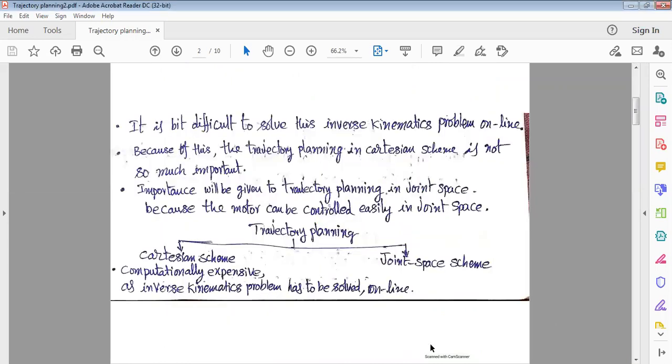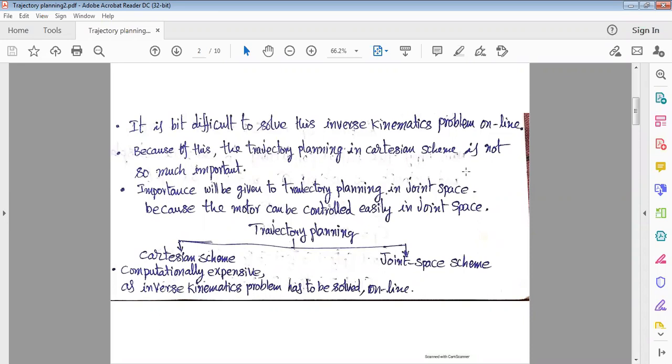Here there is a complexity in Cartesian space trajectory. So what is that complexity? It is a little bit difficult to solve the inverse kinematic problem online, the online solution of the inverse kinematic problem. Because the trajectory planning in Cartesian scheme is not so important, that is one reason, and the importance will be given to the trajectory planning in joint space.